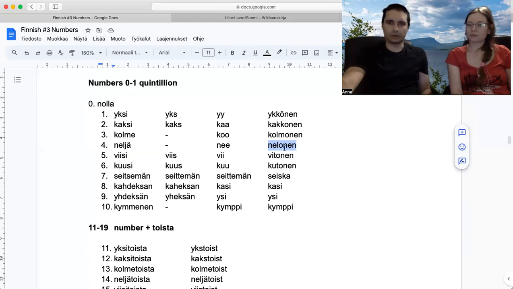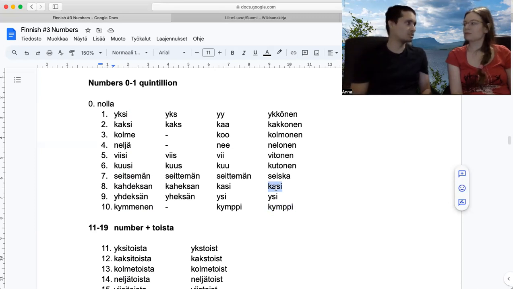It starts from 4, and 10 is the best. So I would say I had 1, 8. Mulla oli paljon kymppejä. I had many 10s. Paljon kymppejä, but no, you need to decline them and I don't know, maybe.